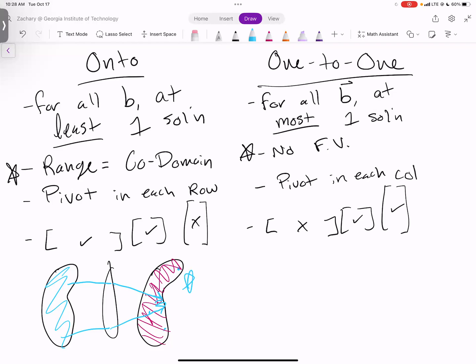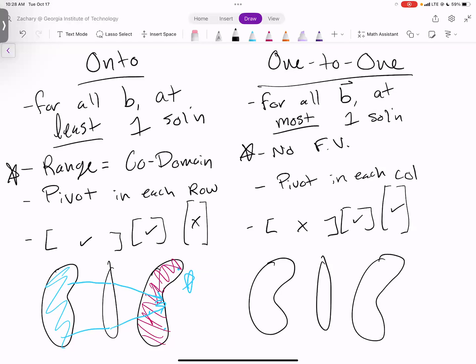That's what onto means. Something to be one-to-one means that for each b, there's only one x. If I know this is my b, I know there's only one x that exists for that b. So every x has its own unique b. This doesn't mean I can reach everywhere, but it means that for each spot in my range, I can find the corresponding x, because if I have a b and there's only one way to get there, I can backtrack.